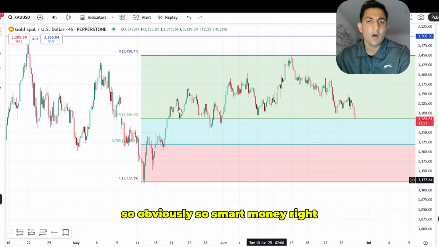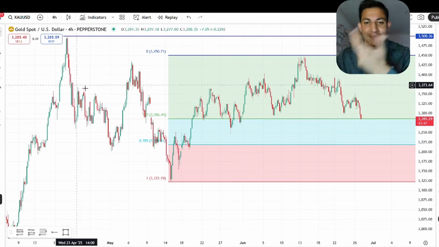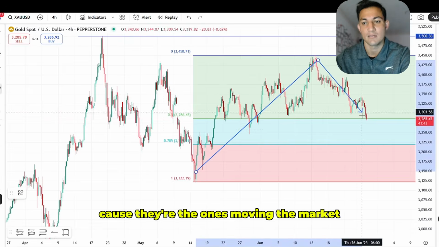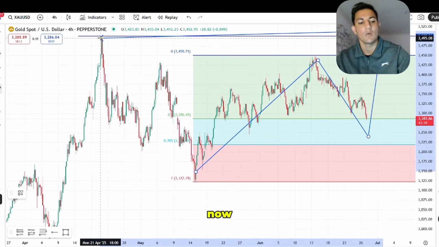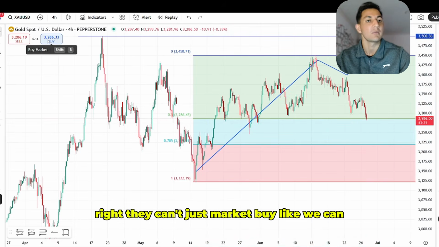So, obviously, smart money, right? They're smart, right? It sounds like almost like you get the point, right? But they know what price is going to do, right? Because they're the ones moving the market. They know price is going to come up and take out these highs, right? Now, smart money are not just going to buy at all-time highs, right? They can't just market buy like we can.